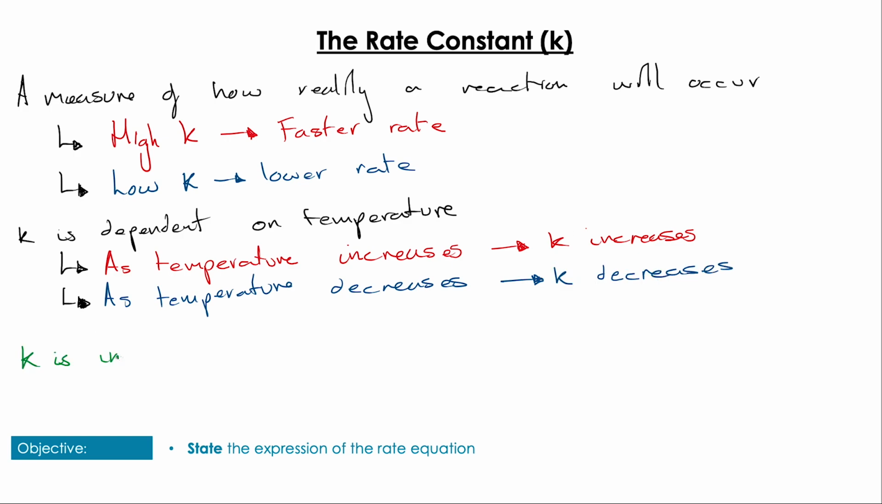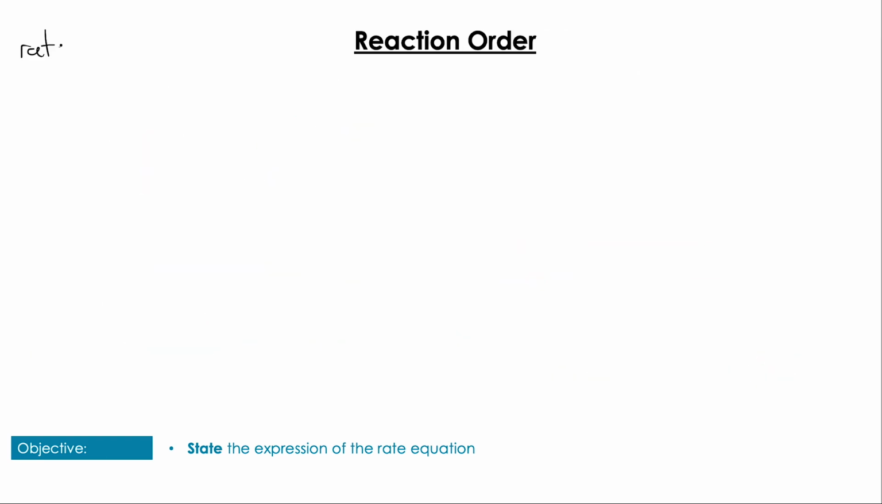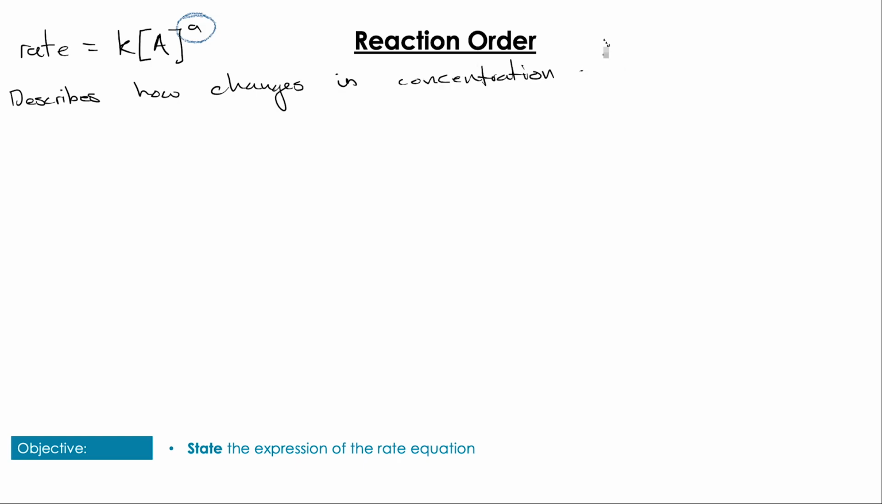Where k stays true to its name as a constant is in relation to the concentration. It is independent of the concentration of the reactants as long as the temperature is fixed. The next component is the reaction order, this thing we take the reactant to the power of. And so this describes how changes in the concentration of a reactant affect the overall rate of reaction. Of course, assuming that temperature and pressure are fixed.